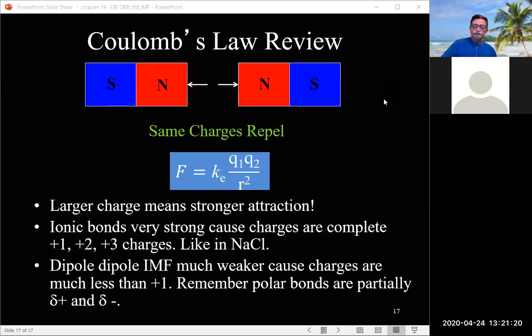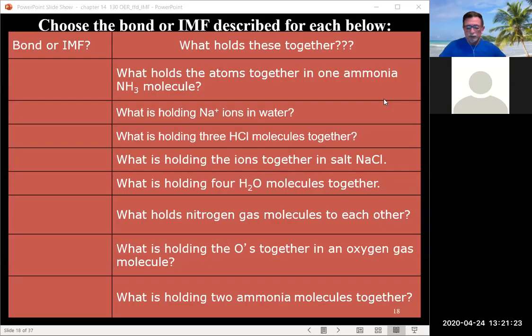All right. So let's run through some questions and see if we can figure out here what they're talking about. It says here, what holds the atoms together in one ammonia molecule? So they're talking about one ammonia molecule. We're not talking about intermolecular forces. We're talking about intra. What is holding the atoms together? Okay. Well, that's the bond. It is the polar covalent bonds that are holding the molecule together. Okay.